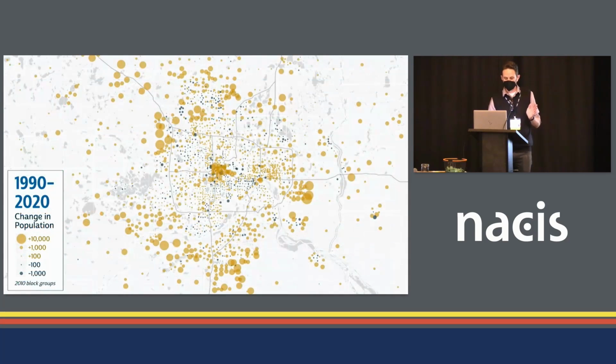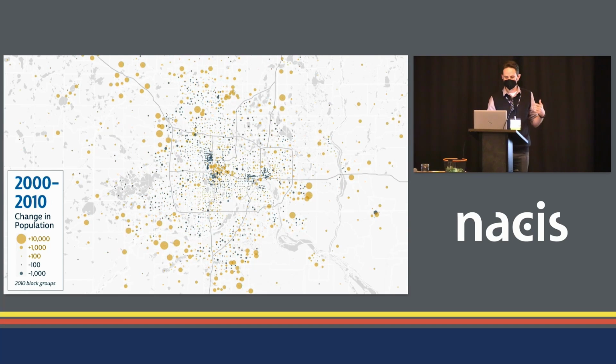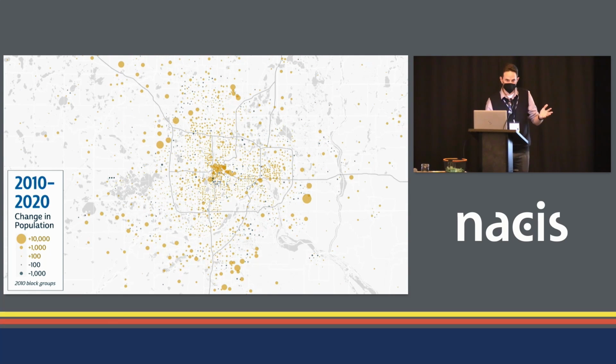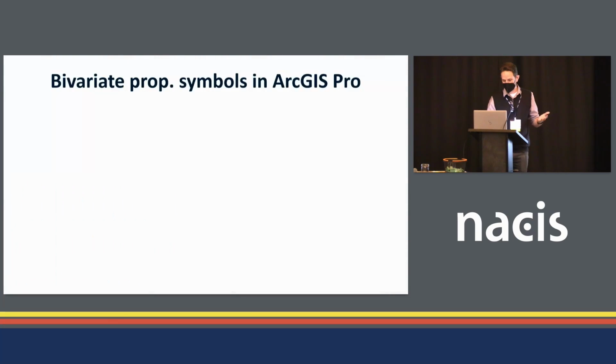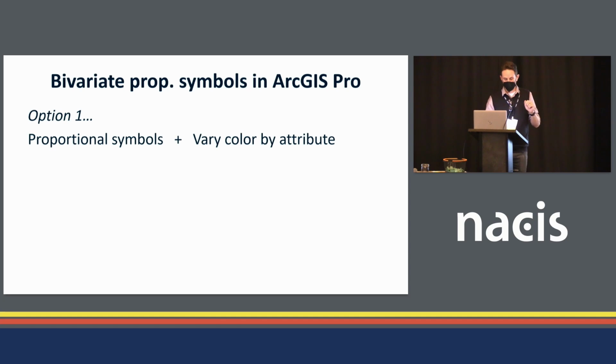So using 2010 block group centroids, I can map change from 1990 to 2020 here in the Twin Cities. I can do it for each decade in turn. There's some really interesting things I'd like to talk more about there, but I'm running out of time. So I'm just going to end with some technical tips about how I did this. I did this all in ArcGIS Pro.